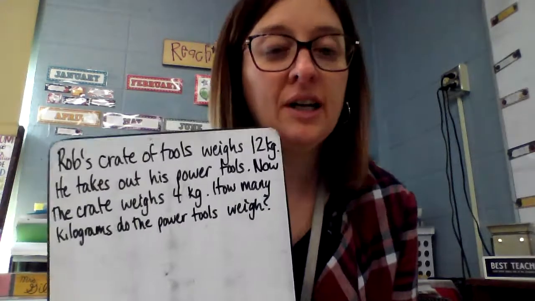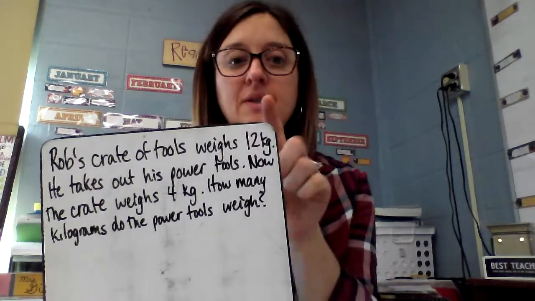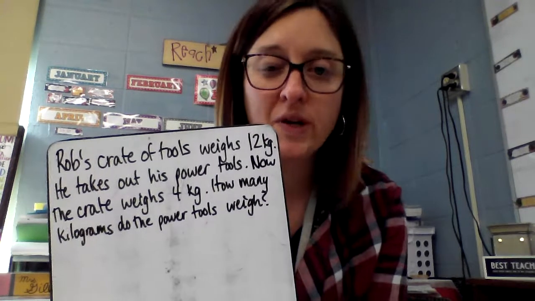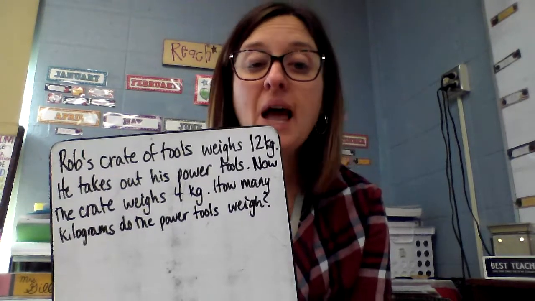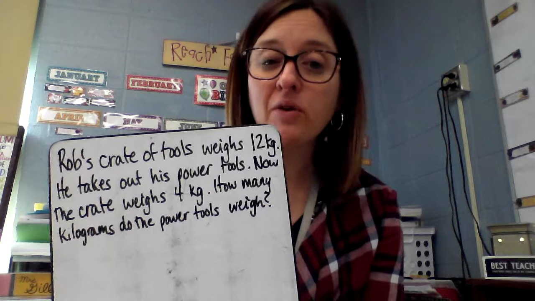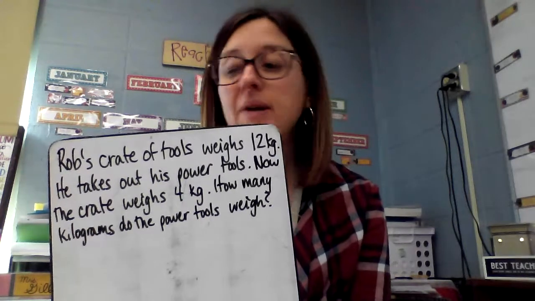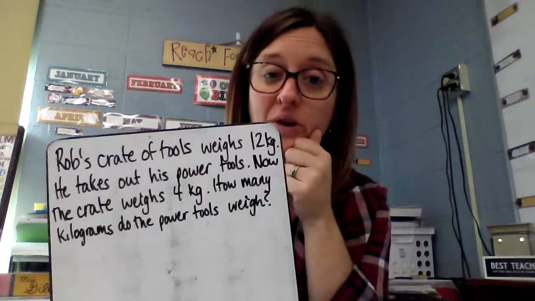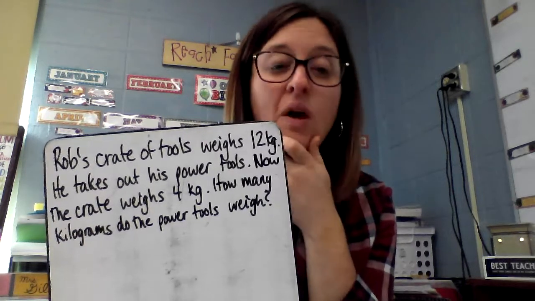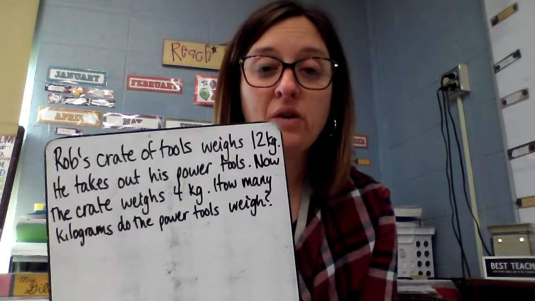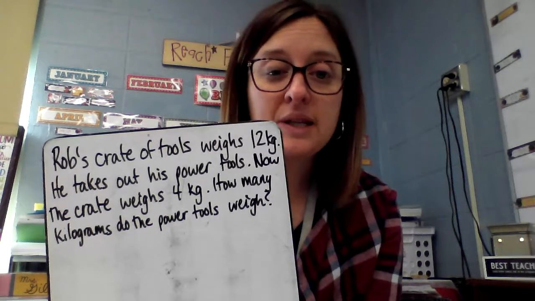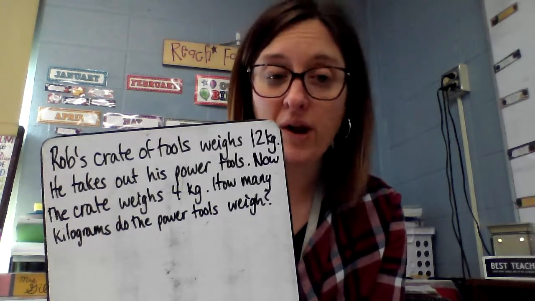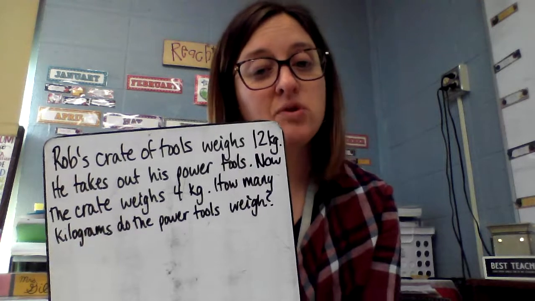Okay, let's take a look at another problem following the same process. So we've got Rob's Creative Tools weighs 12 kilograms. He takes out his power tools. Now the crate weighs 4 kilograms. How many kilograms do the power tools weigh? I'm going to go back and reread it, this time looking for what do I already know. Rob's Creative Tools weighs 12 kilograms. He takes out his power tools. Now the crate weighs 4 kilograms. How many kilograms do the power tools weigh?